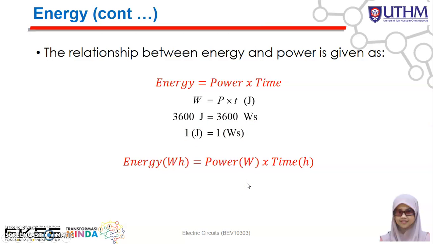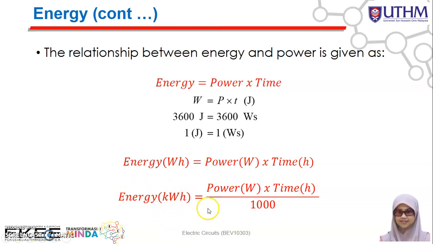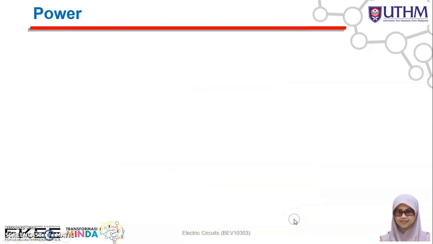As you might recall from the previous slide, the energy used by the consumer is usually put in terms of watt-hours. So the energy in watt-hours is equal to power in watts multiplied by time in hours. How about energy in terms of kilowatt-hours? The energy in kilowatt-hours is equal to power in watts multiplied by time in hours, over 1000.